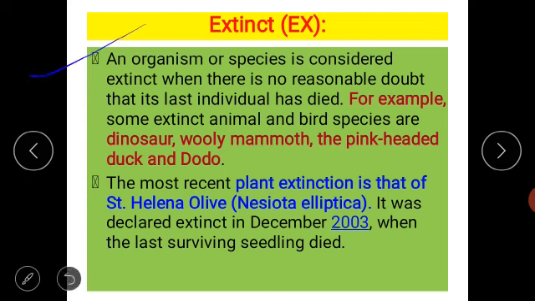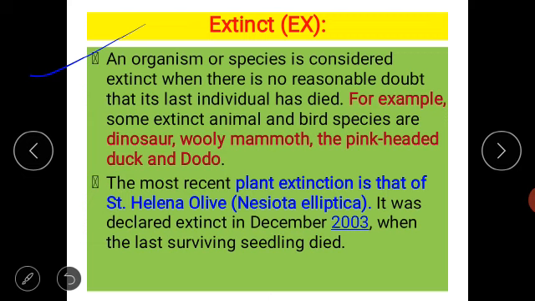Next is extinct organisms. An organism or species is considered extinct when there is no reasonable doubt that its last individual has died. Means all the living organisms of that species have died, and that species is not present or does not exist on earth now. They are totally destroyed. It is called an extinct species of organism.